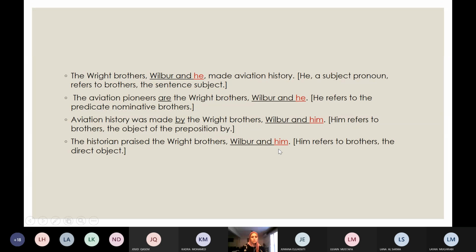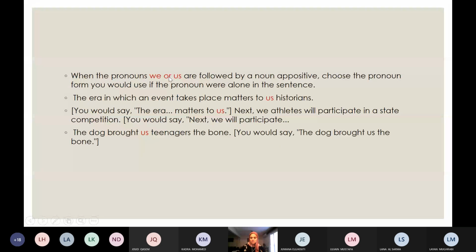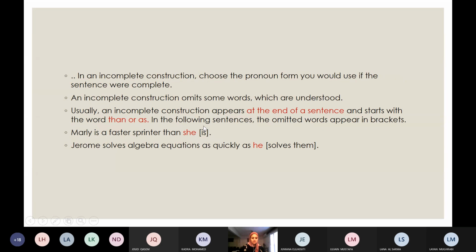When the pronouns we or us are followed by a noun appositive, there is a case called noun appositive. You would use the form you would use if the pronoun were alone in the sentence. The era in which an event takes place matters to us. After to it is also clear: to us. The dog brought us. I can't say the dog brought we. The dog brought us teenagers the bone.